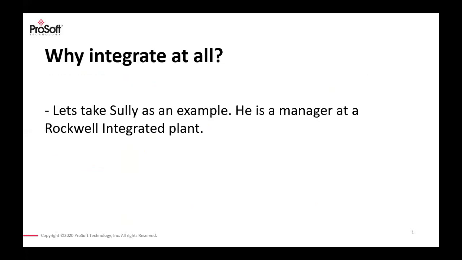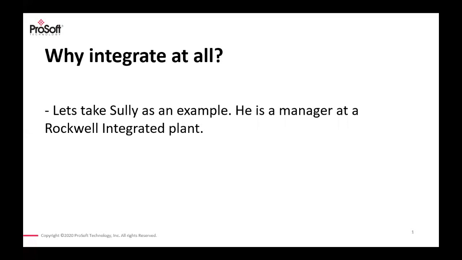And for that, I'm going to give you guys two examples, right? The first example is going to be a guy named Sally, of course, with the standard movie disclaimer. Based on real events, though the names of the individuals have been changed to protect their identity. Let's take Sally for an example. Sally has been working for 10 years at a plant that predominantly uses Rockwell gear.